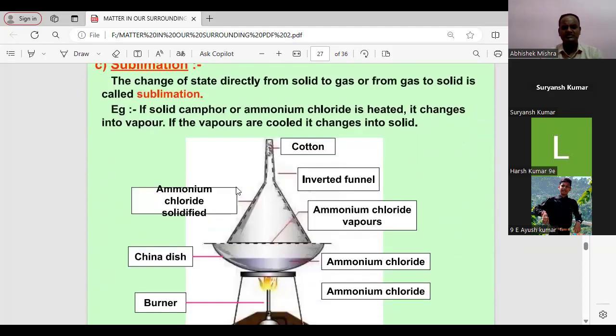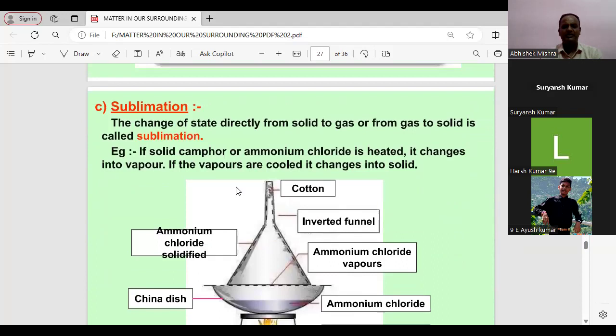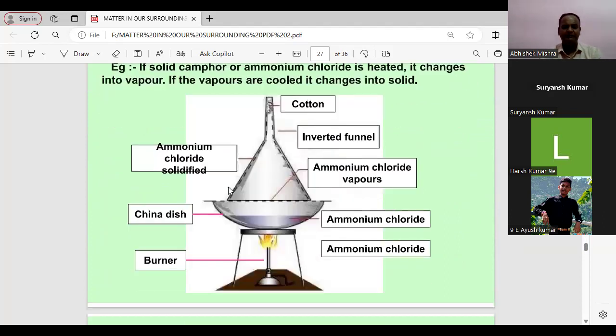You can see here, students, sublimation. What is sublimation? It is the change of state directly from solid to gas or from gas to solid. Here is an activity: if camphor or ammonium chloride is heated, it changes into vapor. And if this vapor is cooled, it changes into solid again.